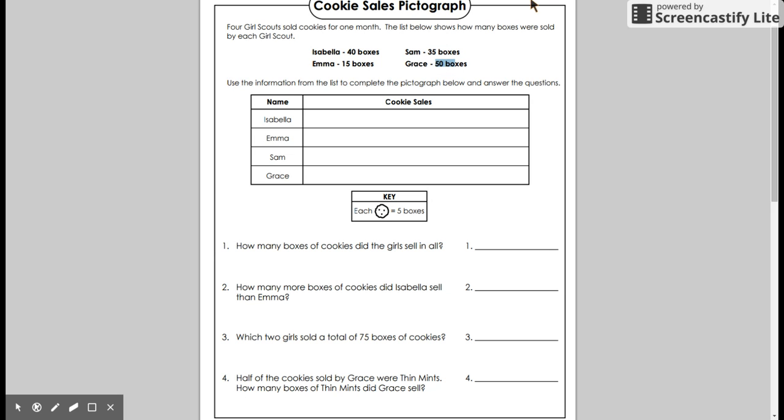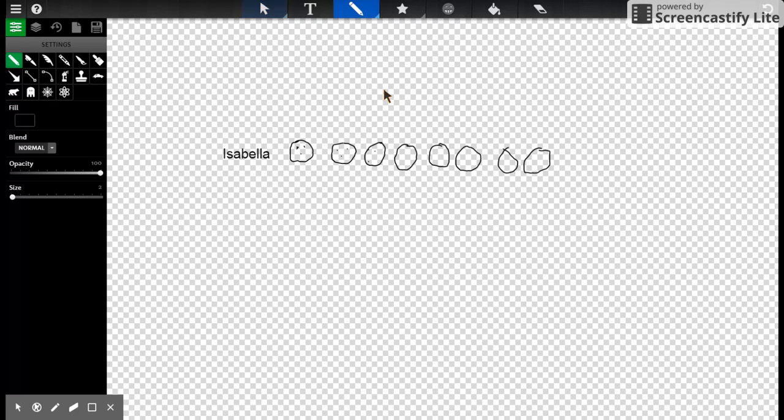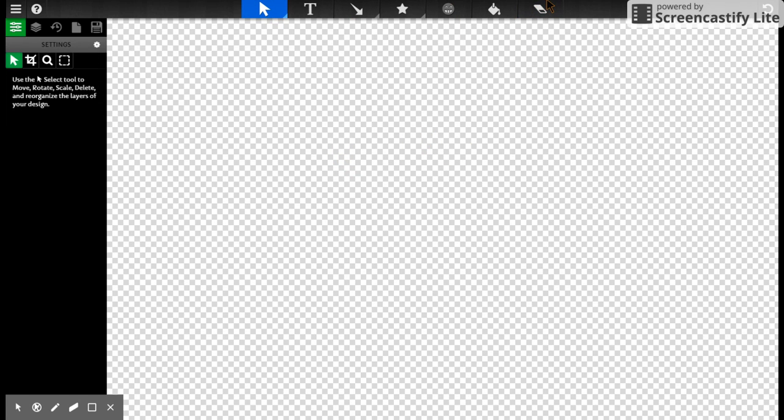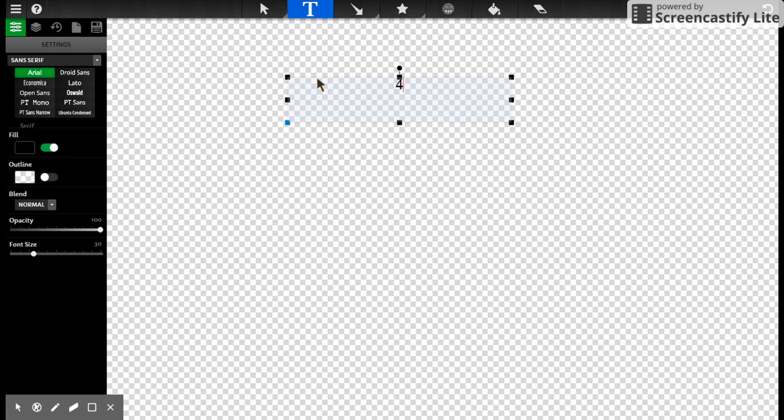So let me write these numbers on my other paper. So we've got 40. Oh, I'm making arrows all over the place. One second. Okay, here we go. So we've got Isabella sold 40 boxes. Sam sold 35. Emma sold 15. And Grace sold 50.